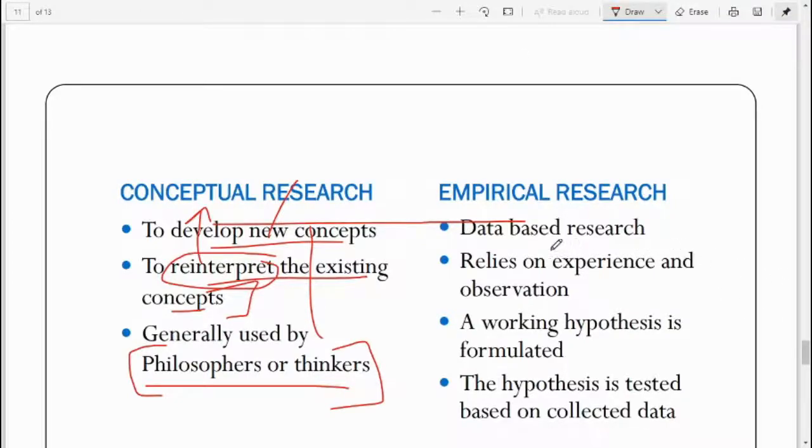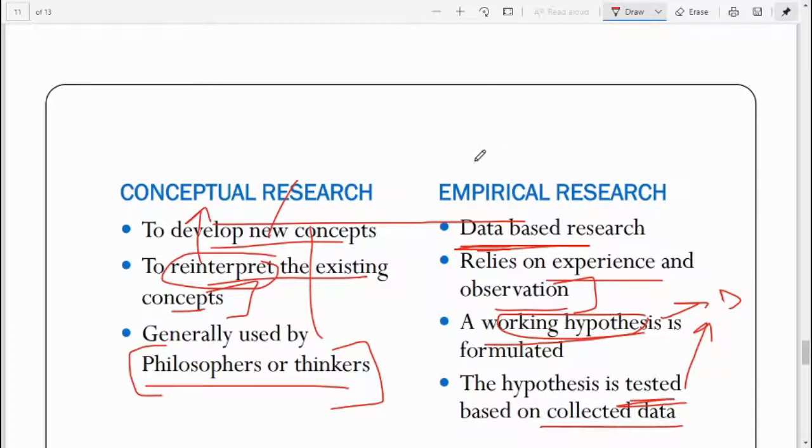Under empirical research, it is very much data based research. Data is very important and it relies on experience and observation. Okay, a working hypothesis is formulated. So when a hypothesis is formulated, it comes under deductive, it comes under quantitative research. So the hypothesis is tested, for this deductive research, based on collected data. So this was empirical research, which is data based. It relies on experience and observation. Remember this: E for empirical, E for experience. Questions can be asked, so you have to remember this. A working hypothesis, because it comes under deductive research, is classified under quantitative research.